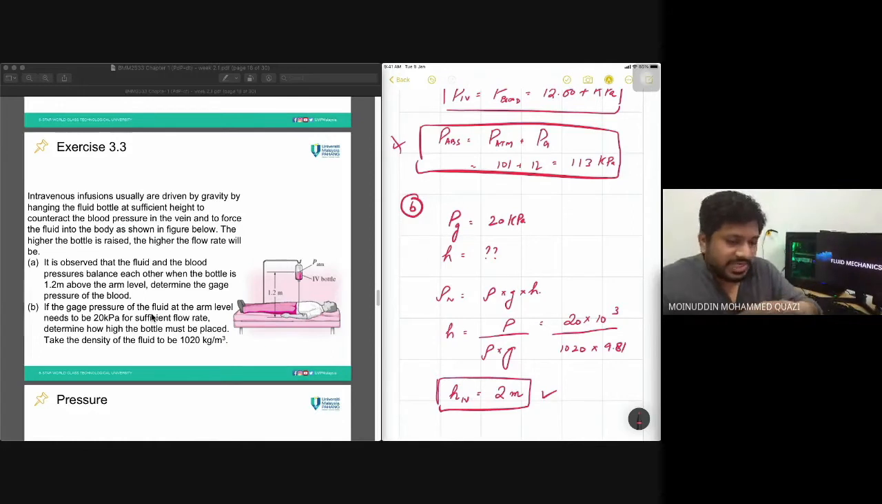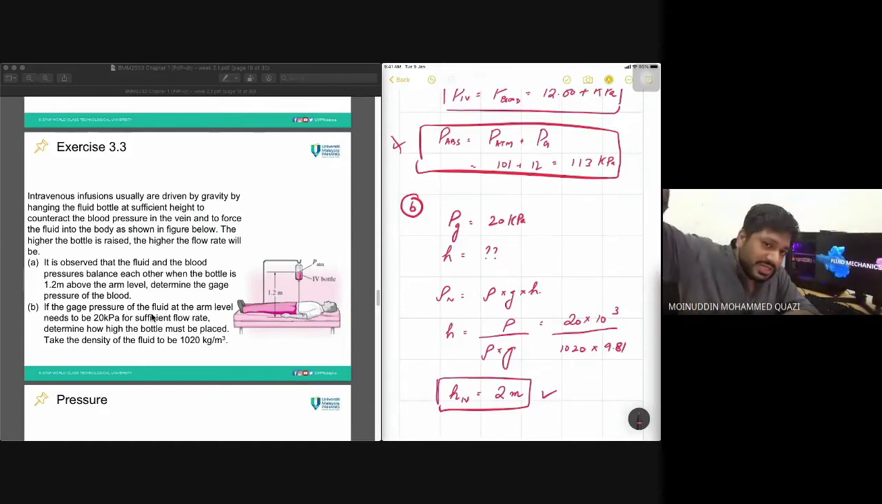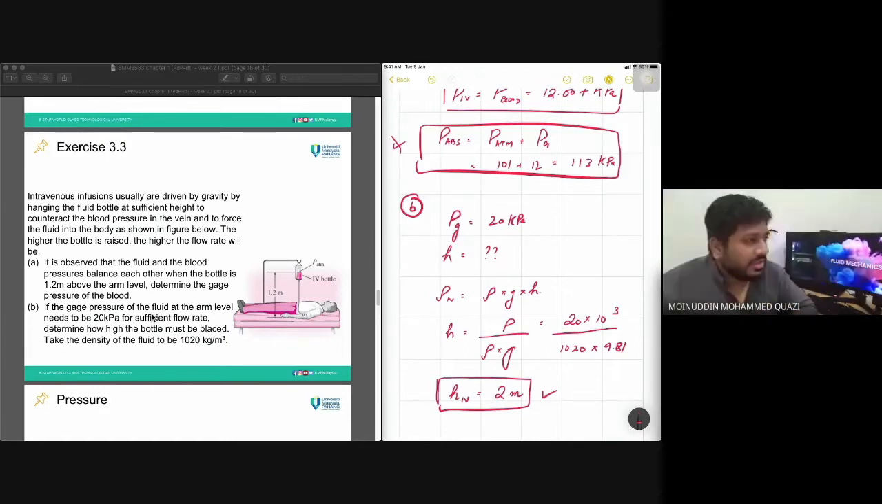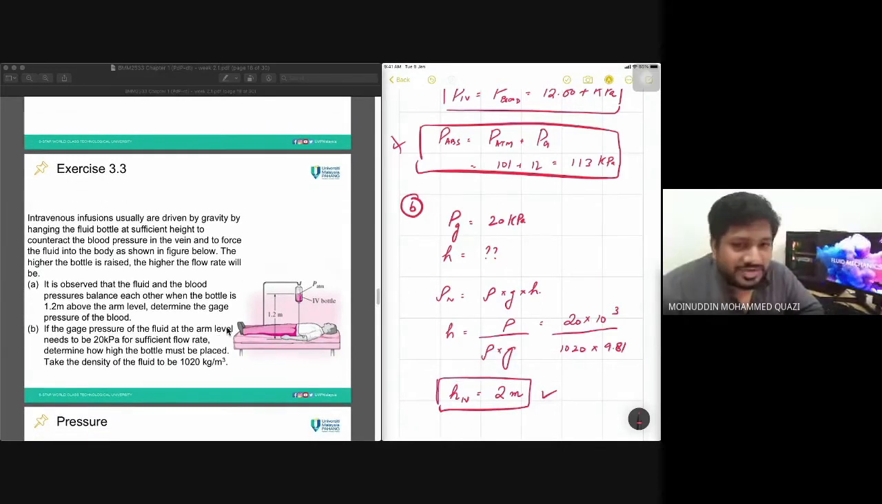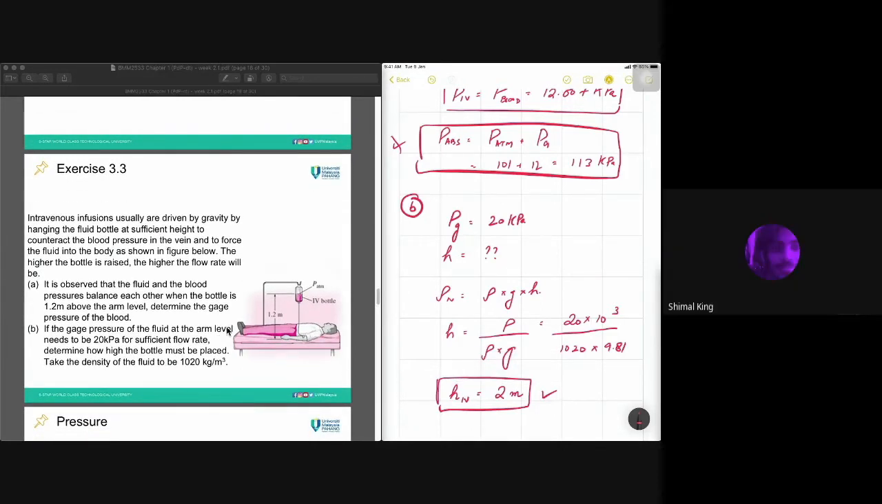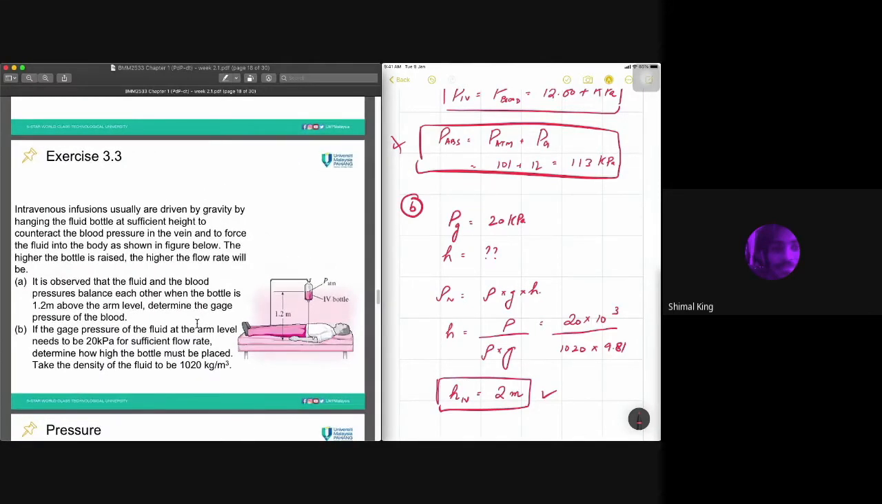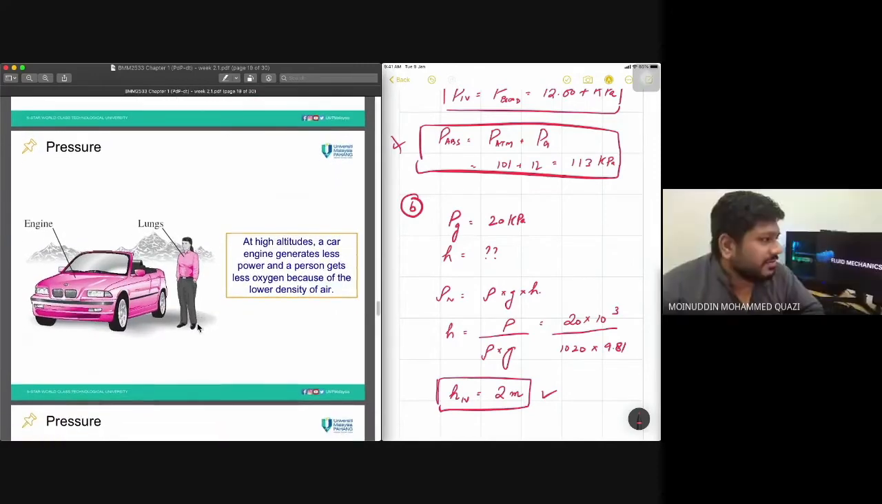So they told us the pressure here. Now they want to know how much height is required to make this pressure, how much height is required to make this 20 kilopascal. So we need it to be 2 meters high so that the pressure here is 20 kilopascal. So is it clear, guys? Understanding, or is there some confusion in this numerical? I can repeat. Clear, sir.